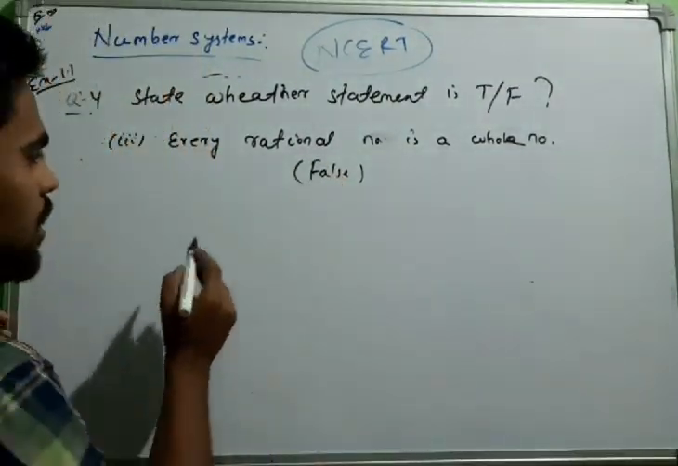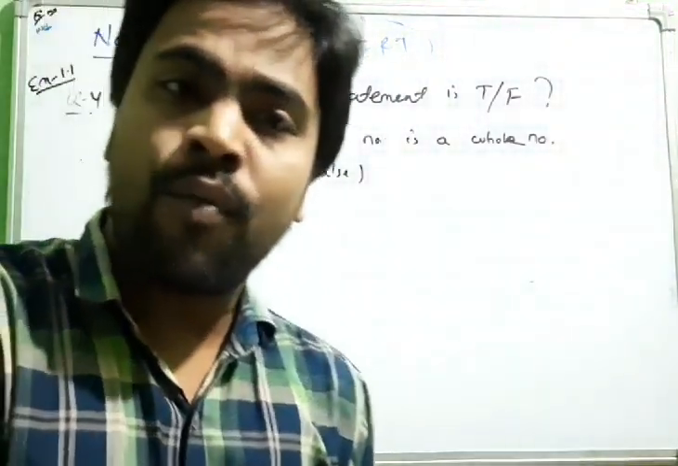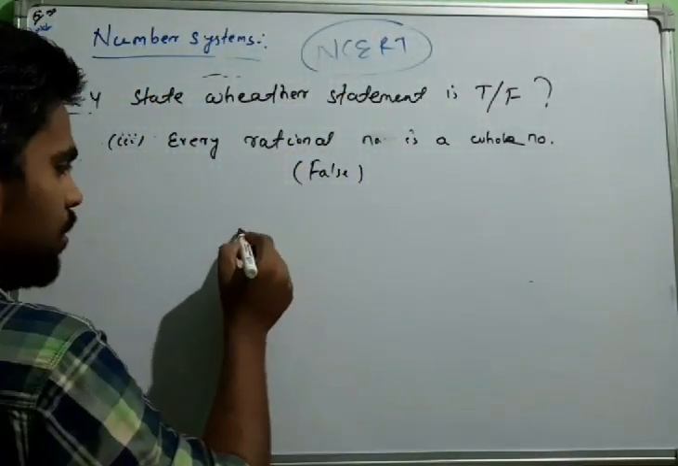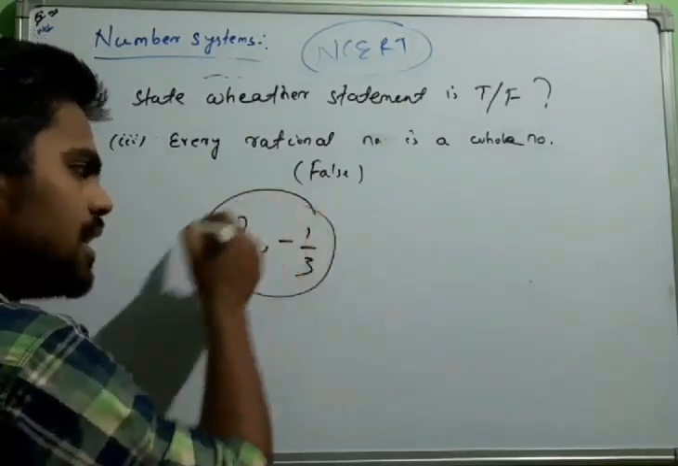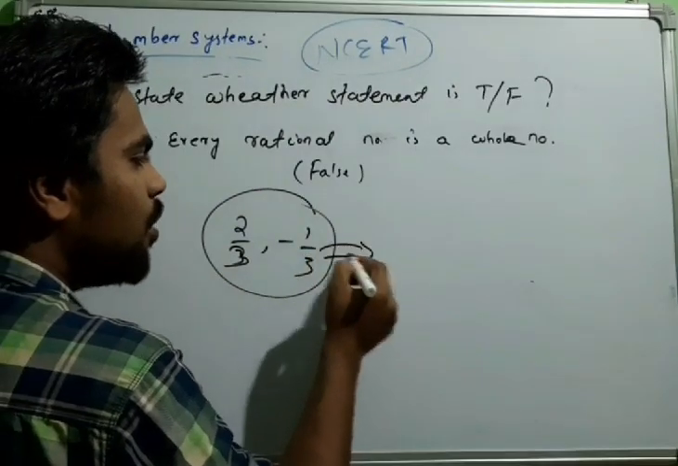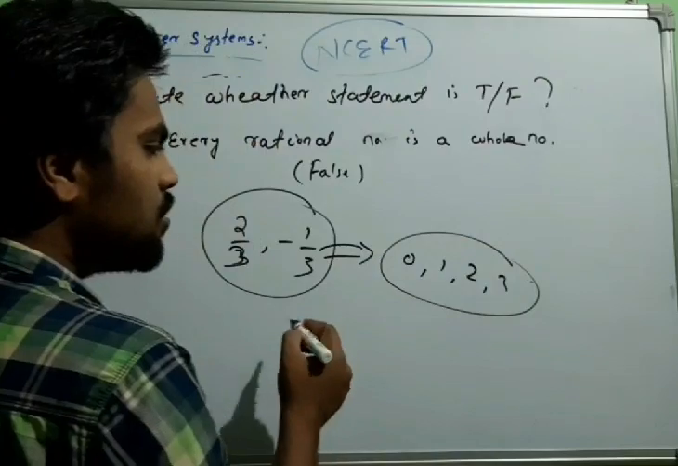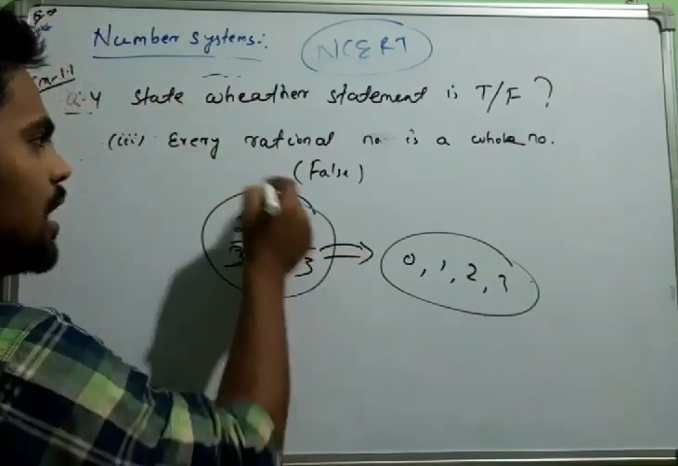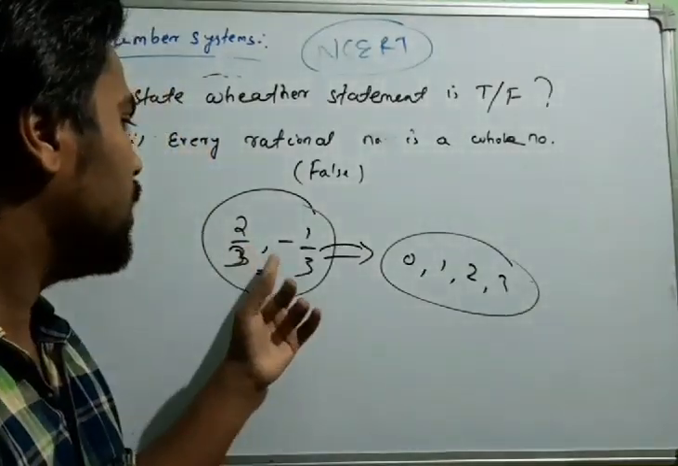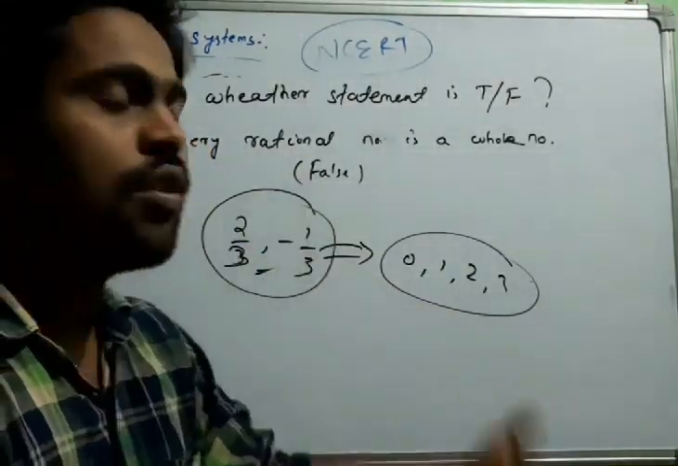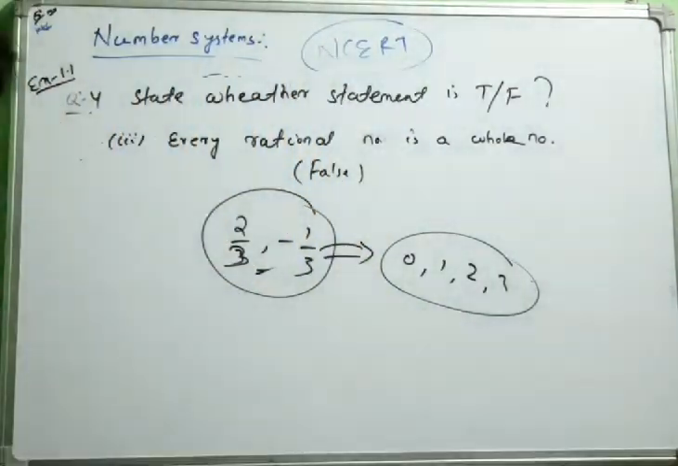So you have to suggest. I'll give the example. Rational number. What is a rational number? A rational number is represented in the form of p by q. So there is 2 by 3, 2 by 3, minus 1 by 3. It is a rational number, but it can never be a whole number. Whole numbers are 0, 1, 2, 3, like this. So it is not a whole number. So that's why every rational number is not a whole number. Write down, 2 by 3, 1 by 3 is also a rational number, but it is not a whole number. Clear or not?